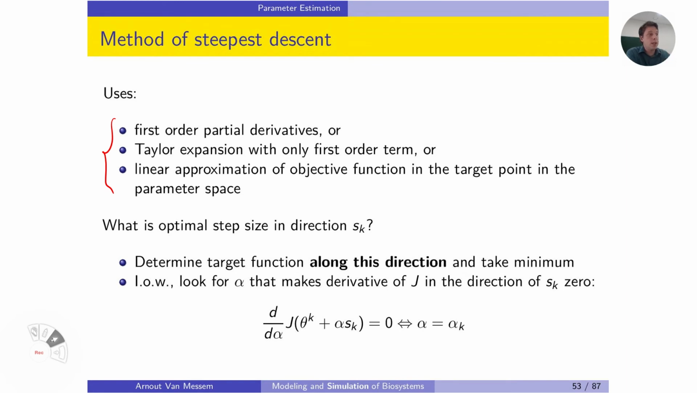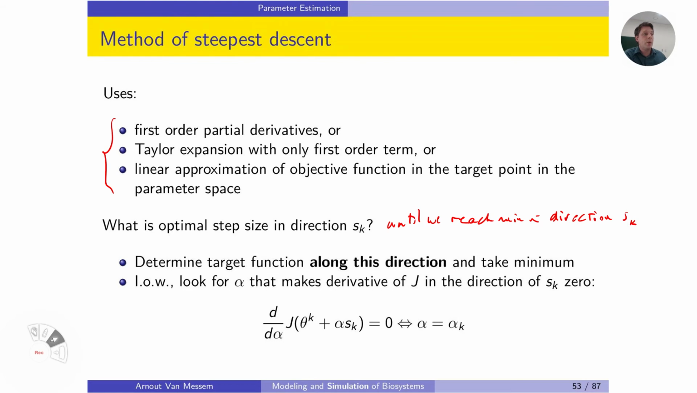And then we said what is the optimal step size. We take the step size until we reach the minimum in that direction. So we take a step until we reach the minimum in the direction sk.